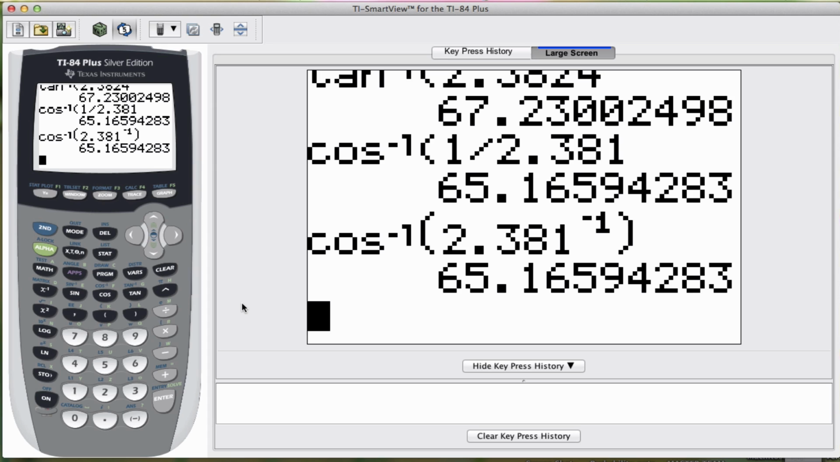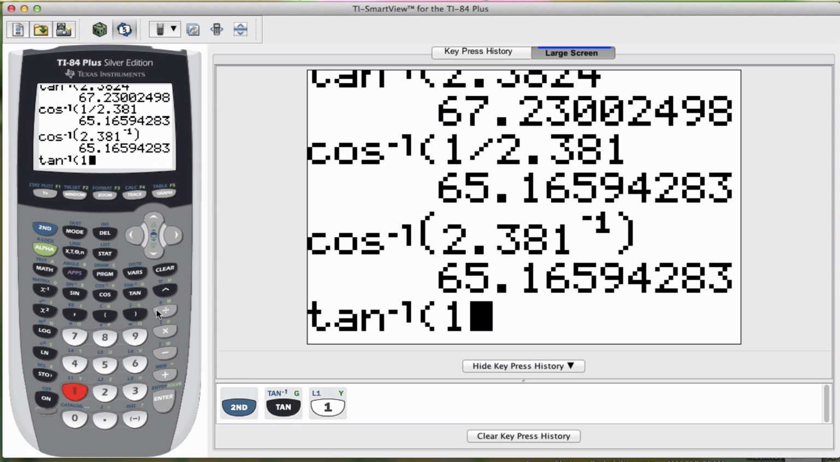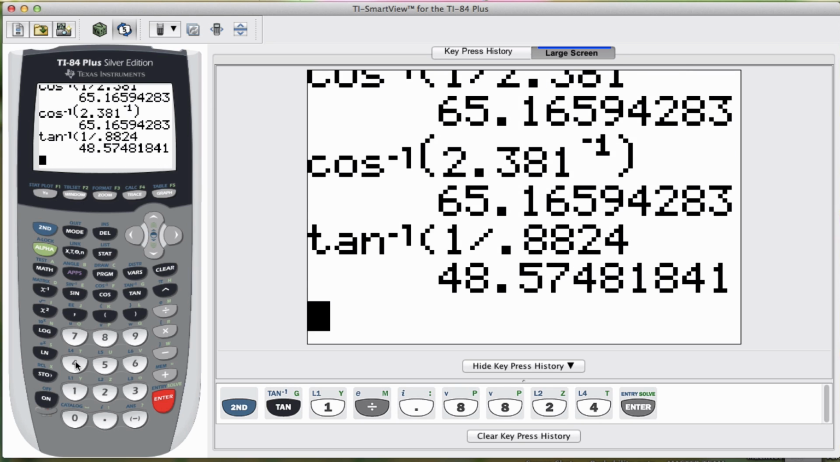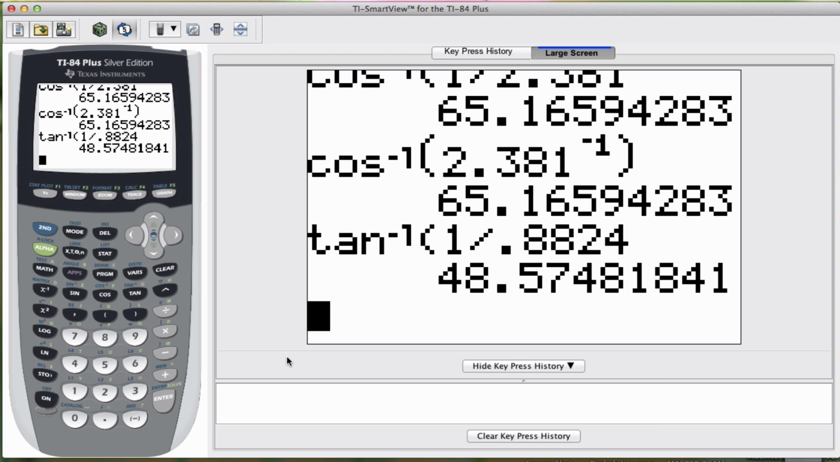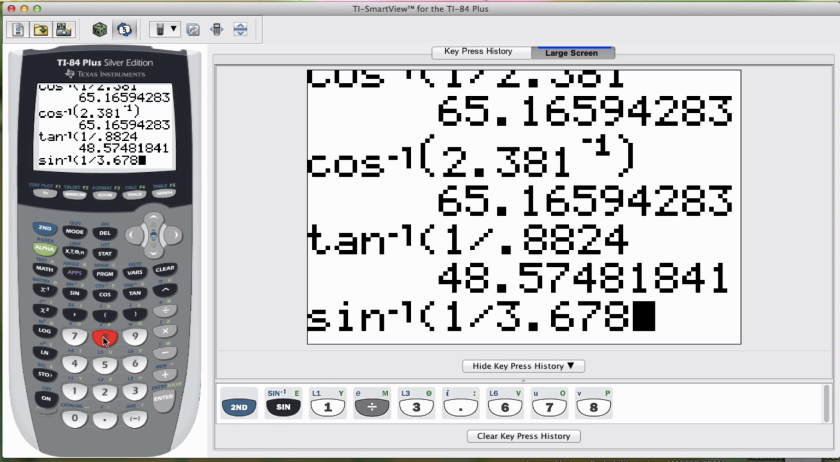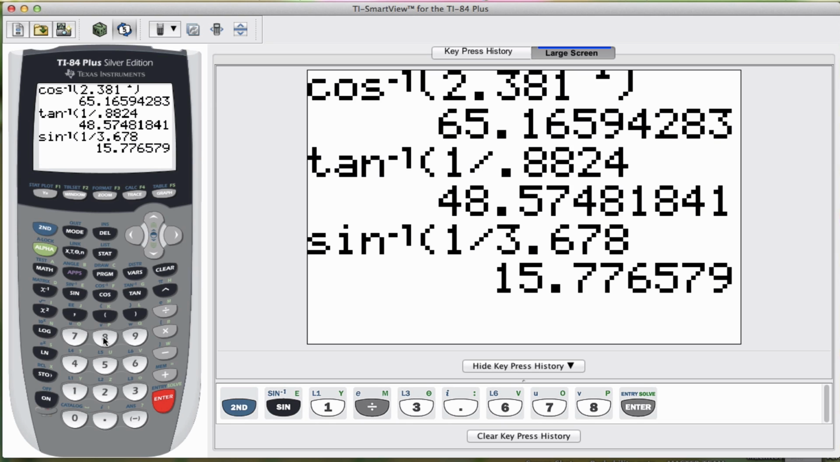Our last two problems are going to be very similar. One of the key things on this is just recognizing what type of problem it is and what steps you need to complete in order to do the problem correctly. So cotangent theta equals 0.8824. I know that I'm going to do tan inverse because tan is the reciprocal of cotangent. Then I'm going to do 1 divided by 0.8824, and when I press enter, it tells me that angle would be 48.6 degrees. The last problem, cosecant theta equals 3.678, I'm going to press sine inverse, 1 divided by 3.678, and it gives me an angle of 15.8 degrees.